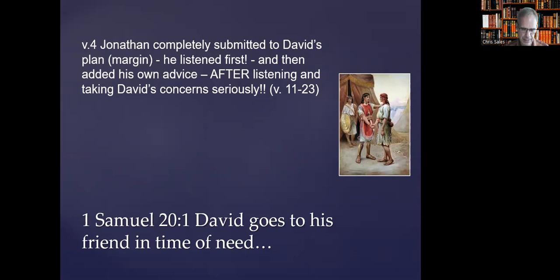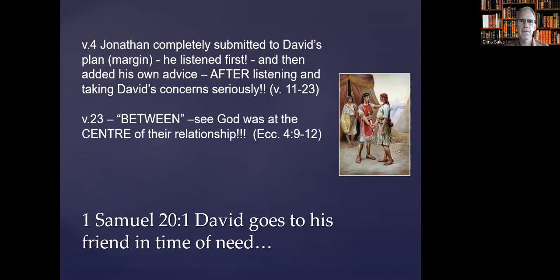And so they make this plan. And really the key part of this plan is there in verse 23, when he says, "The Lord be between me and thee forever." This was the key. God was between them in their relationship. There was no rivalry between them because God was at the center of their relationship.